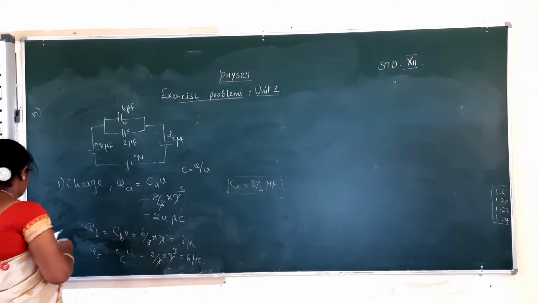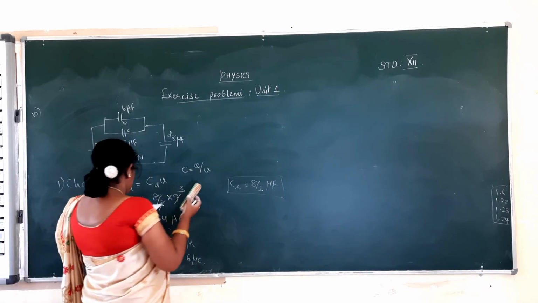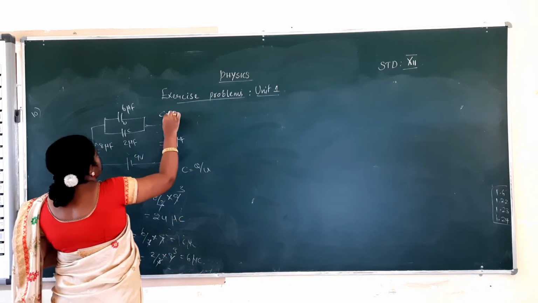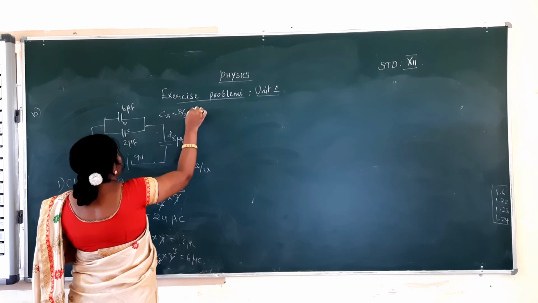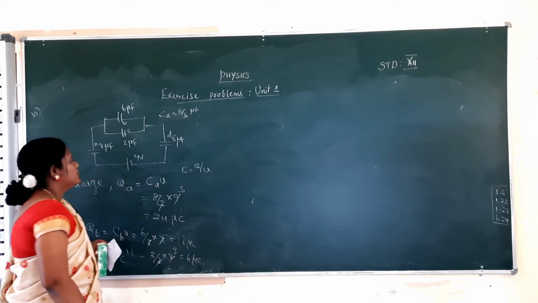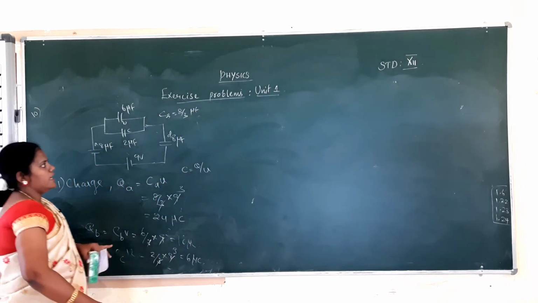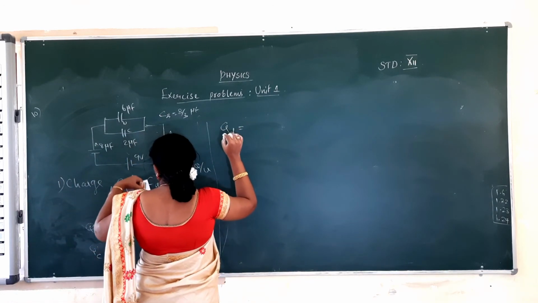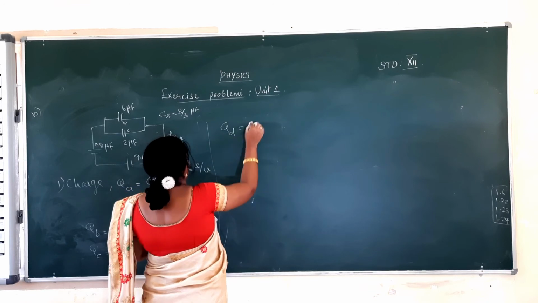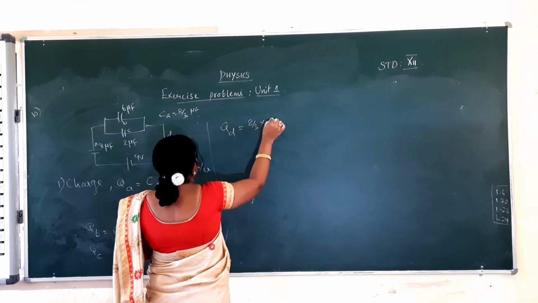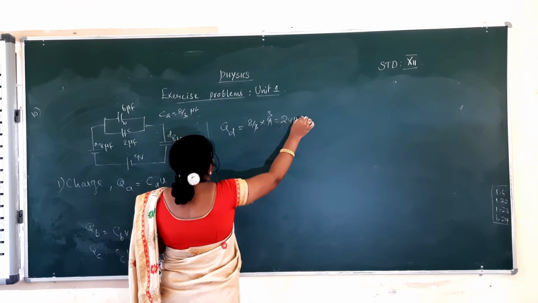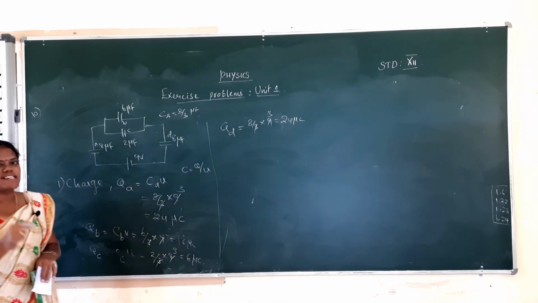Okay, that is 18 microcoulomb and 8 by 3. CS is 8 by 3 microfarad. Then QC and QD, that is D is there. So 8 by 3 into 9, that is also 24 microcoulomb. That is all the charges on each capacitor.